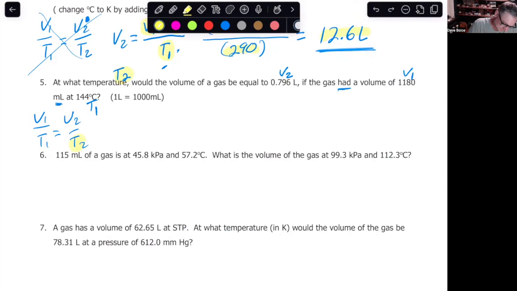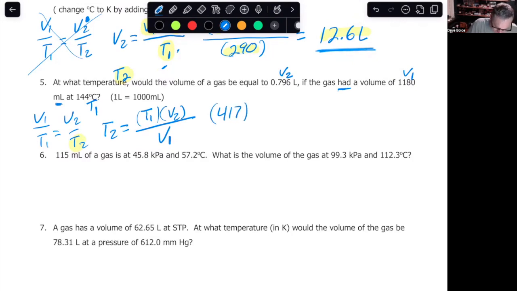So therefore, T2 equals T1 times V2 divided by V1. So again, these ones and twos are super important. T1 is 144C, but what's wrong with that? That doesn't work for me. I can't use that.